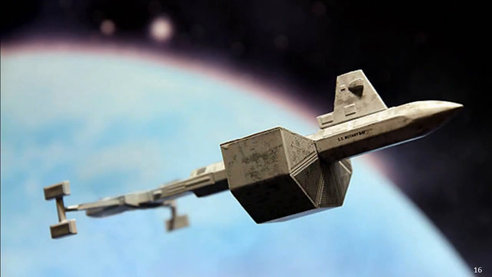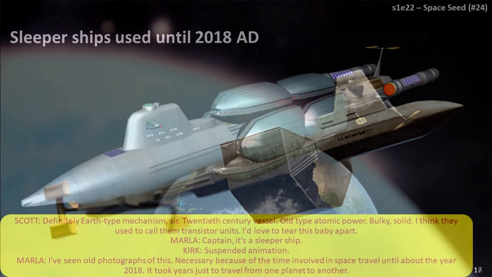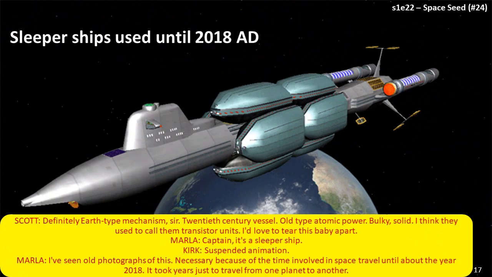Now, let's look at the sleeper ships themselves. Did they exist? How many were there? And how many were sent out? The first question is easy to answer. We know Earth had sleeper ships and did send them out somewhere. Marla identified the Botany Bay as a sleeper ship, which she states was required prior to 2018 when FTL was developed. I assume she means FTL was developed for ships which could carry people, as we know probes were FTL capable as early as 2002.